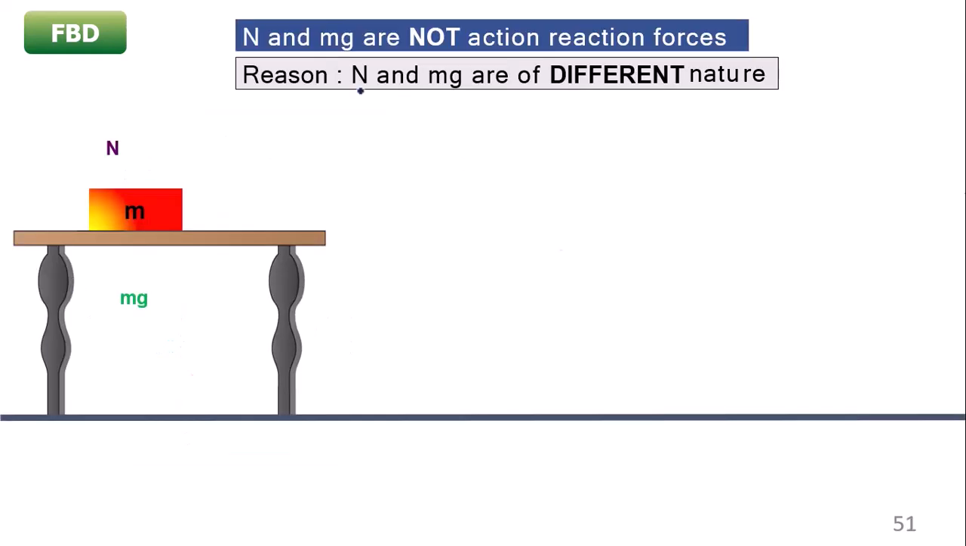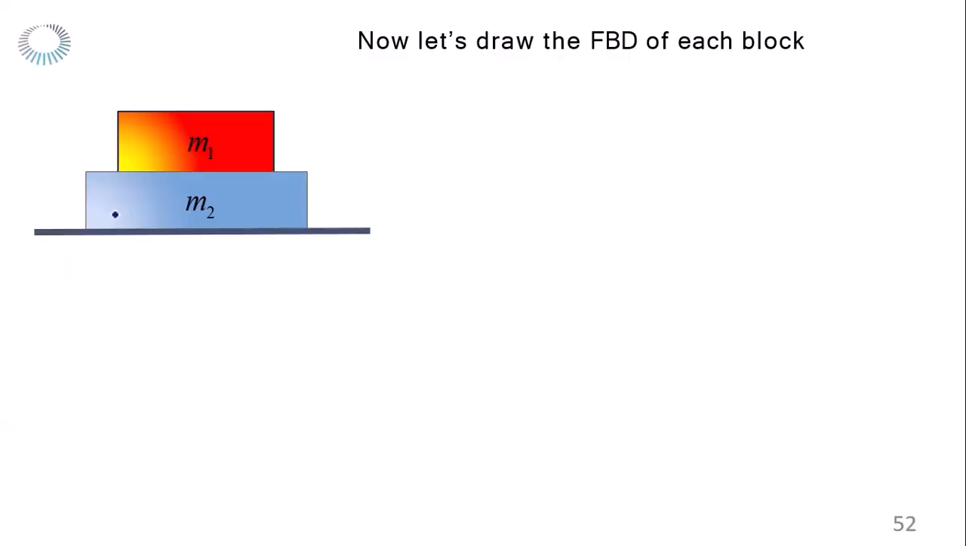Okay. So N and Mg are not action reaction forces. Why? Because N is nothing but the normal contact force and Mg is the gravitational force. So the nature of these two forces is not the same. And also they are not acting on different bodies. Both N and Mg are acting on the same body. So these two forces are not the action reaction force.